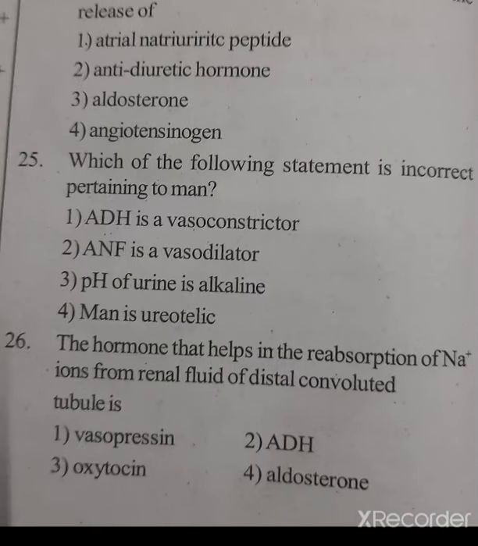24th question next. A large increase in blood volume promotes the release of 1. Atrial natriuretic peptide. 2. Antidiuretic hormone. 3. Aldosterone. 4. Angiotensinogen.